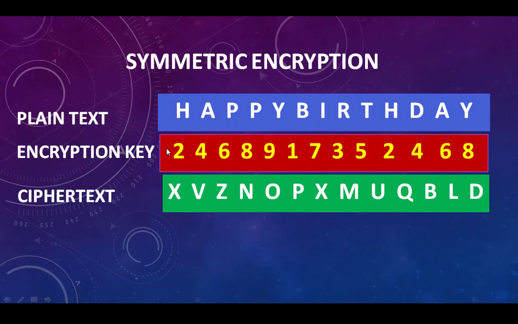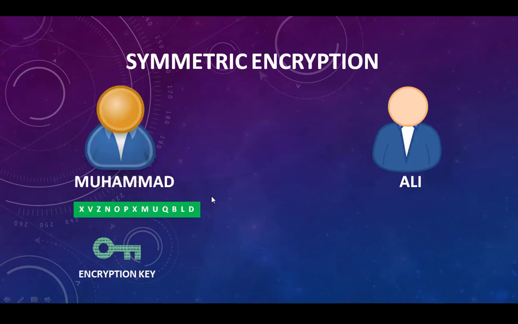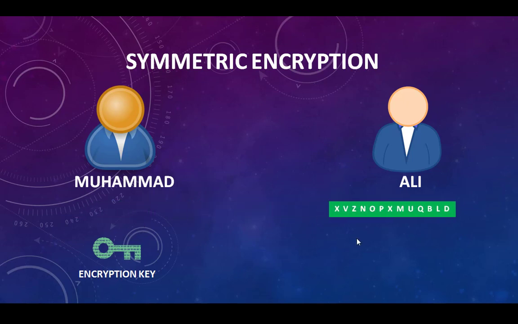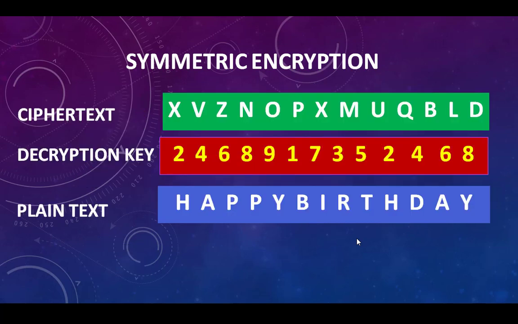So our plain text is now encrypted in the ciphertext. Now the encryption has been done and Muhammad sent this message to Ali. And then how will it be decoded or deciphered? This is the method.